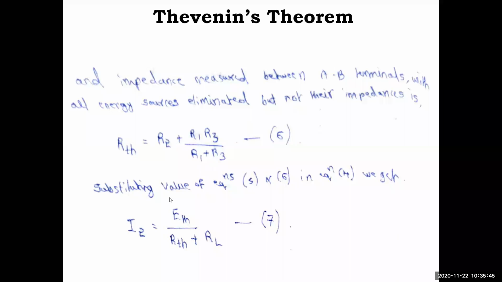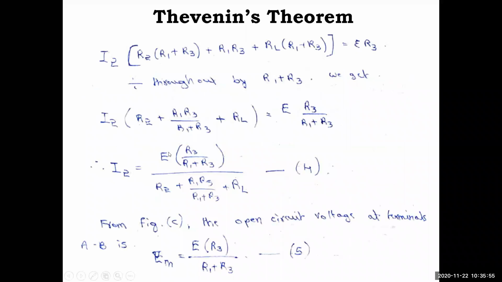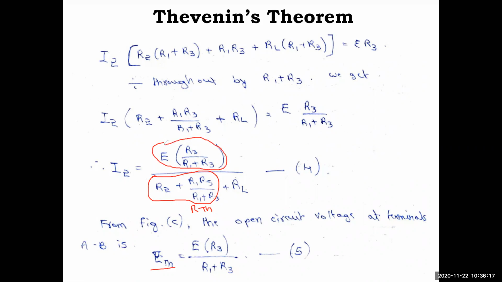Substituting the values of equations 5 and 6 in equation 4, the previous equation, this is the denominator part there: R2 plus R1 R3 by R1 plus R3. This complete value becomes now RTH. And what is this value? Equation 5, E into R3 by R1 plus R3, is nothing but ETH. That is your numerator. So this value is nothing but ETH.